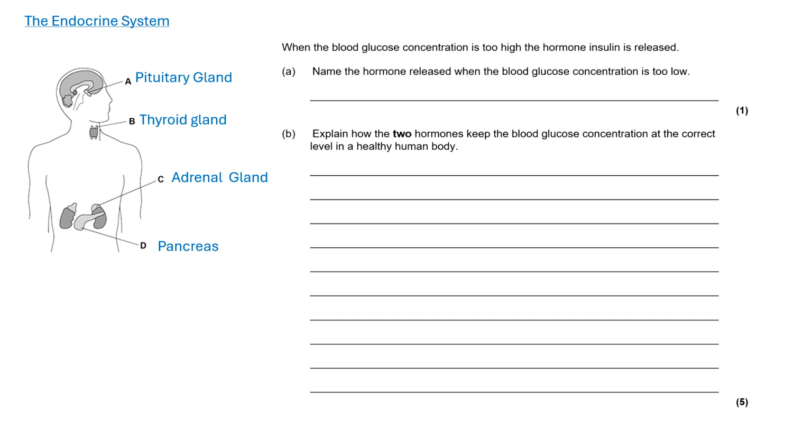If you do higher tier or triple, then you need to know that it's the alpha cells that produce glucagon and it's the beta cells that produce insulin.